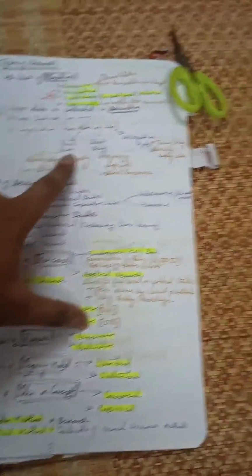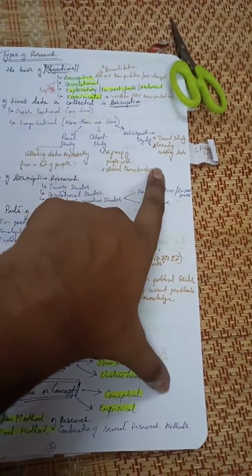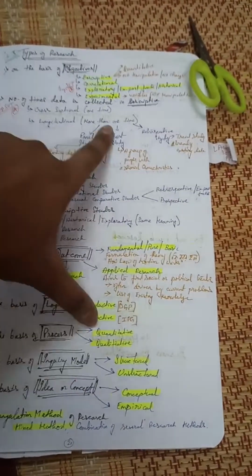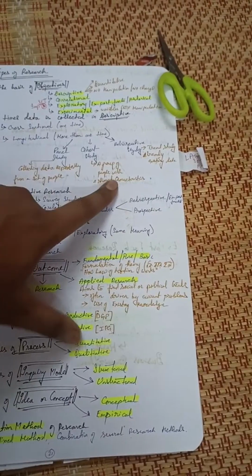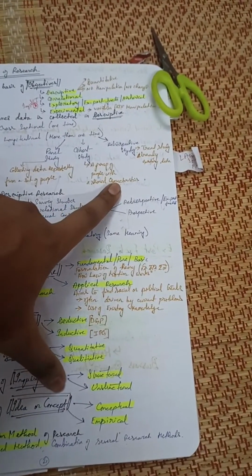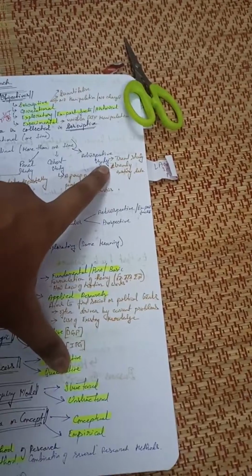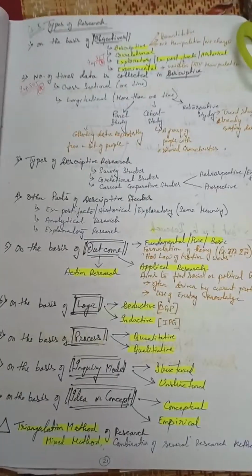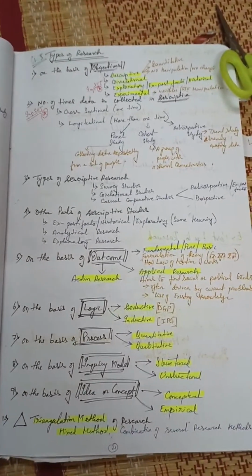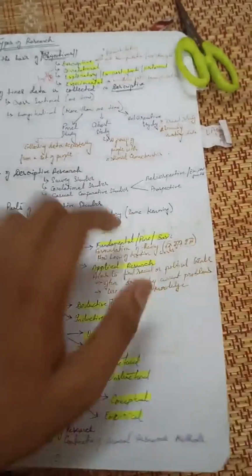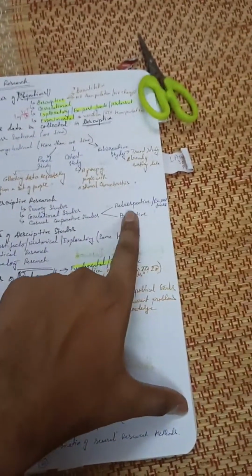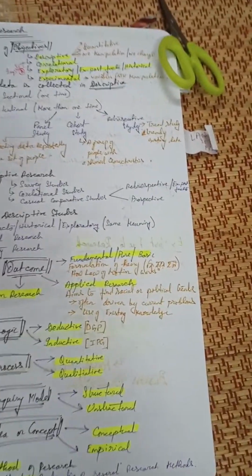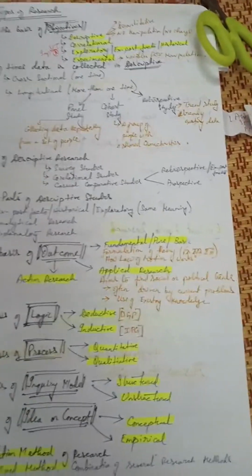Under longitudinal, we have panel study, cohort study, and retrospective study. Panel study means collecting data repeatedly from a set of people. Cohort study means a group of people with shared characteristics. Retrospective means retro is old, the trend already existed. Descriptive study can be divided into three parts: survey study, correlational study, and causal comparative study. Causal comparative study can be divided into two parts: retrospective or ex post facto, and prospective. Retro means old, prospective means the prospect, the future.